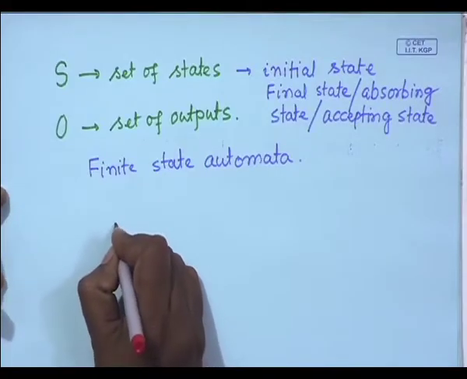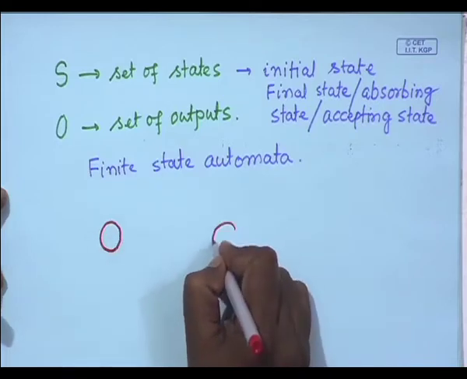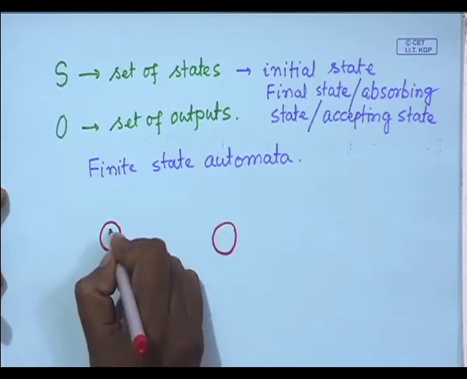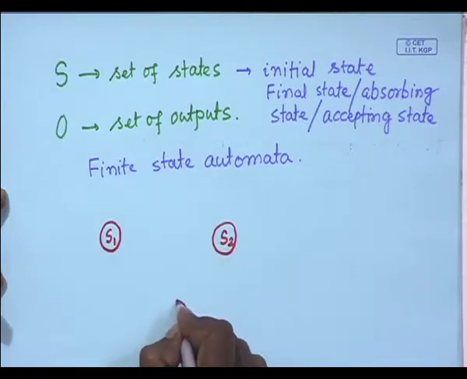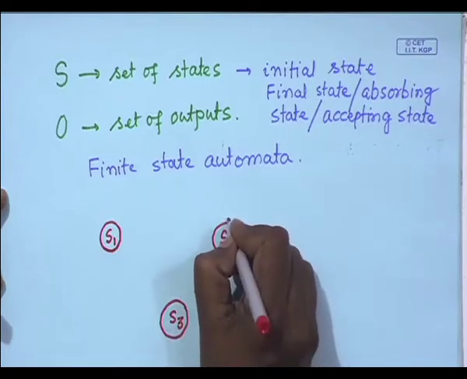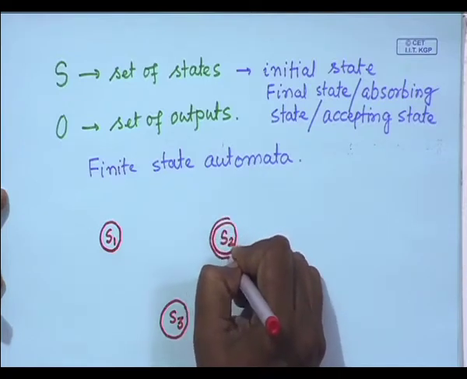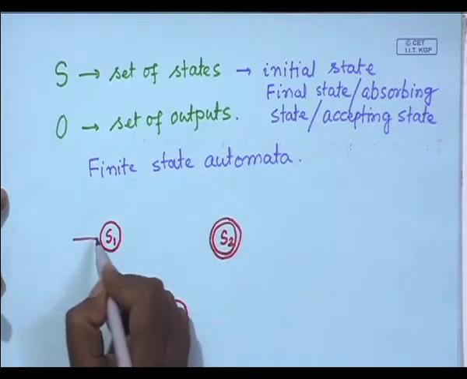So, let us just take one such finite state machine. Suppose I have a finite state machine which has got 3 states. One is S1, one state is S2 and the other state is S3. And suppose out of these 3, S2 is my final state or absorbing state and S1 is the initial state.